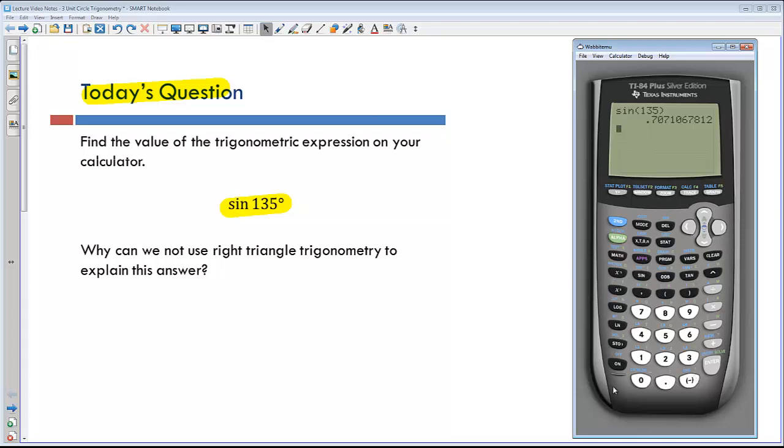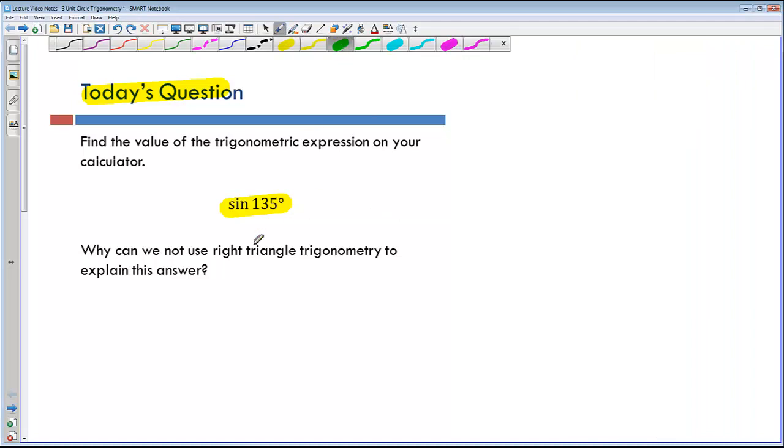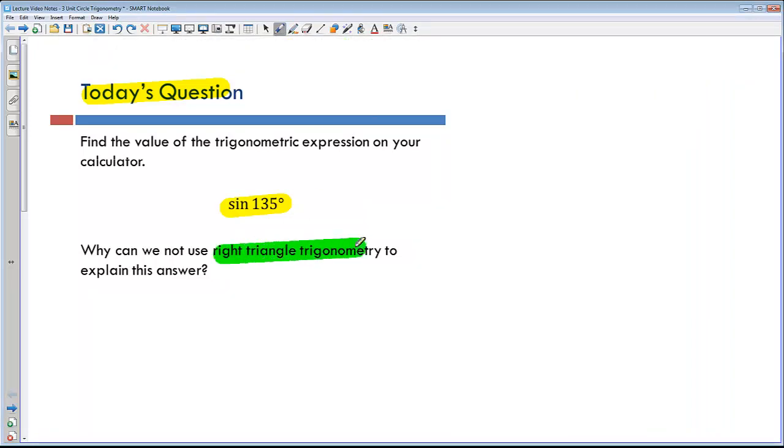And now I want to try to explain why we can't use right triangle trigonometry to explain this answer. So let's try to use right triangle trigonometry. For the sine of 135, remember it's SOHCAHTOA. You need to make a right triangle that has an angle of 135 degrees. So here is a right triangle. You have a right angle right here, but then over here you have to have an angle of 135 degrees. So 135 degrees is kind of like this, probably. But that's a problem, right? What's the problem with this right triangle?